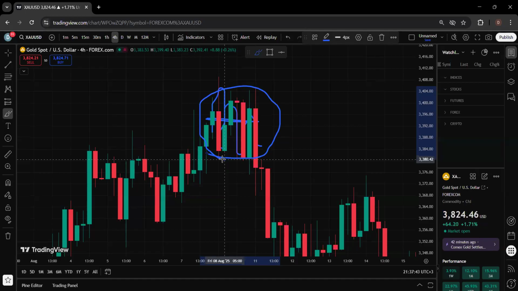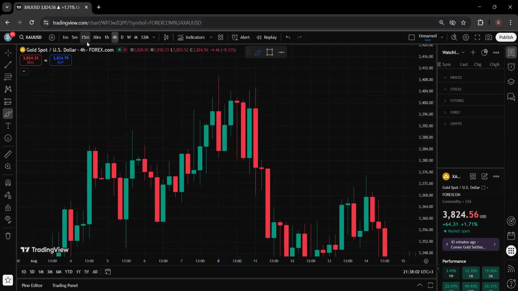So always take your time to wait for your setup. If you doubt this is a consolidation, don't enter that market. Just wait for a good setup. Don't enter. Just sit back and wait, and you will always see a breakout at the end of it all. So we'll be going down to see more consolidations.